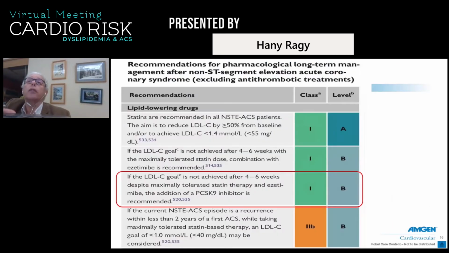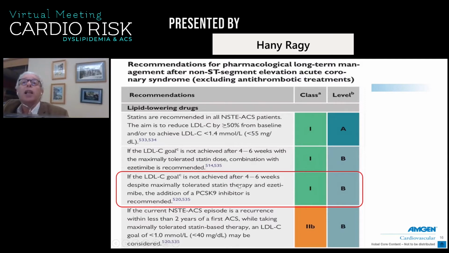These are the guidelines. The guidelines are super clear. The recommendations for pharmacological long-term management after STEMI, excluding antithrombotic therapy, and of course, it recommends statins for everybody. And they want you to reduce LDL by more than 50% from baseline and achieve an LDL of less than 55. That's after myocardial infarction. If the LDL goal is not achieved after 4 to 6 weeks, combine with ezetimibe. So you only have 1 month to 1.5 months, and you have to test. And if the patient hasn't reached the goal, go to ezetimibe, class 1.